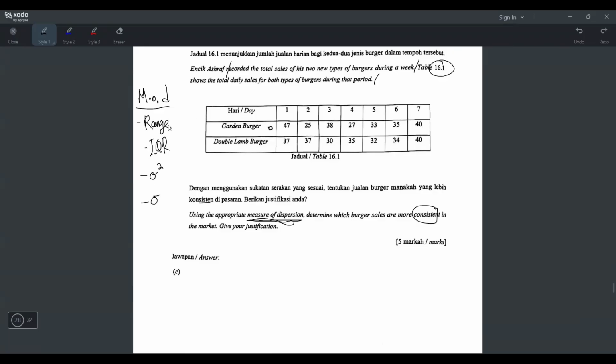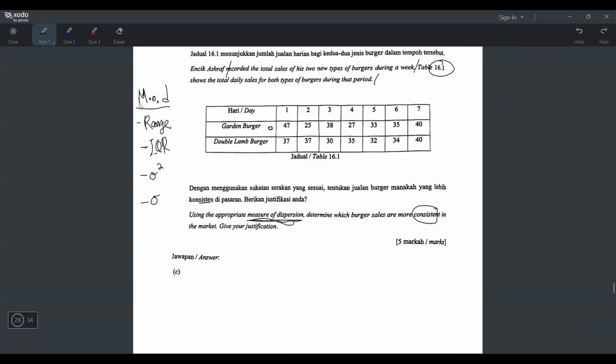The mean, median, mode, that one is not a measure of dispersion. That one is a measure of central tendency. That is different. It is not a measure of dispersion, it is a measure of central tendency. But that one is not relevant to this question, so I will not mention it.